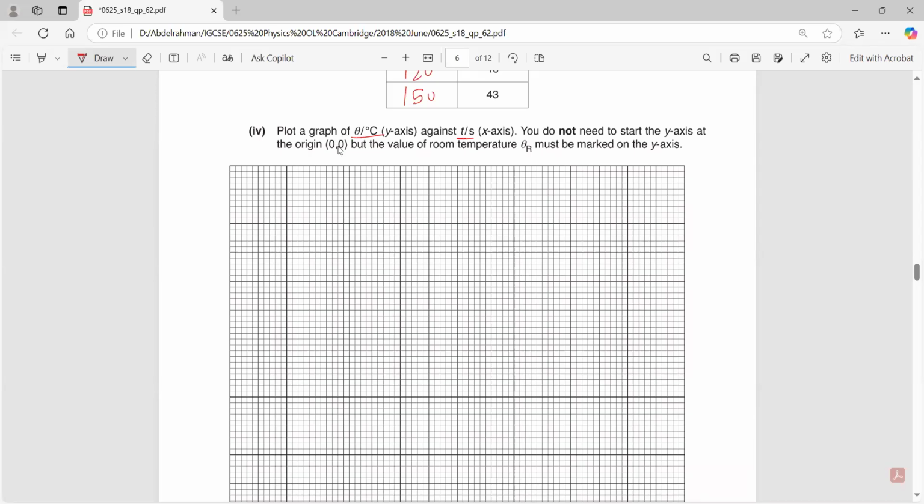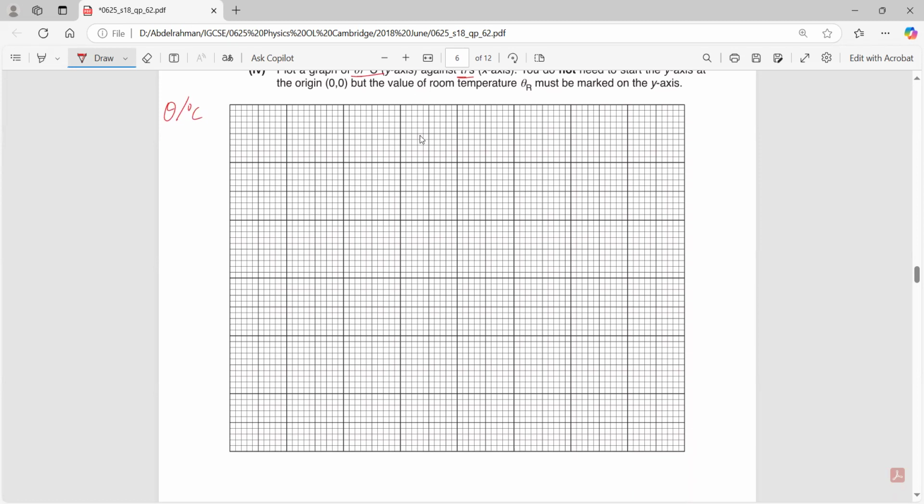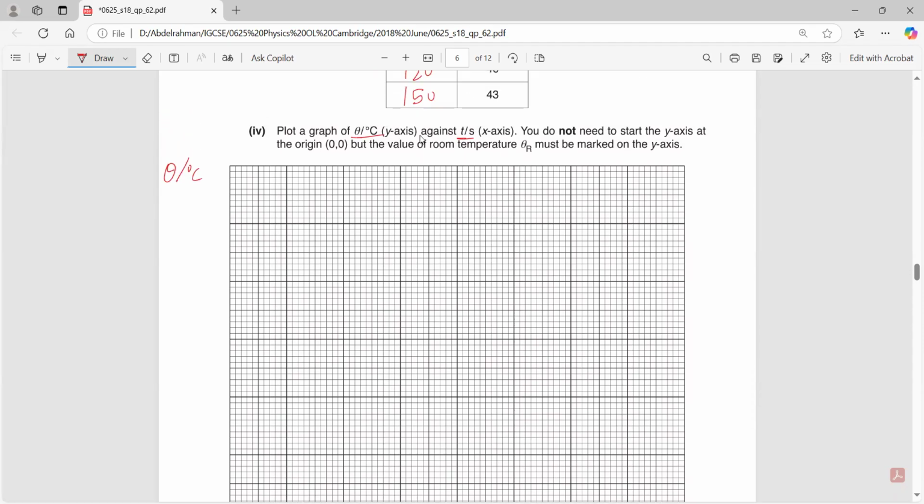So first of all, theta degrees Celsius on the y-axis and t slash seconds on the x-axis. I will not start the y-axis from 0 and 0. The x-axis would start from 0. Why? Because the initial temperature was taken at time 0. So you will start the x-axis at 0. But the y-axis, you will not start it from 0.